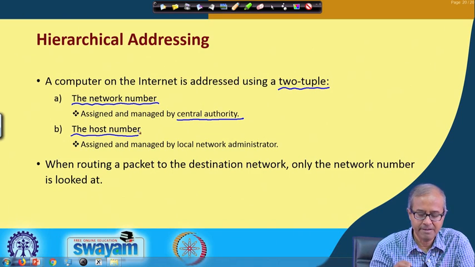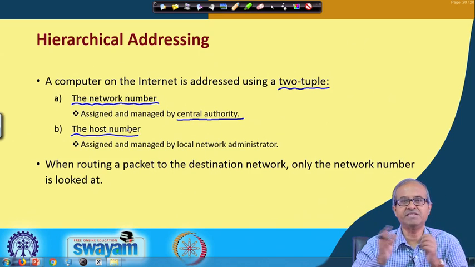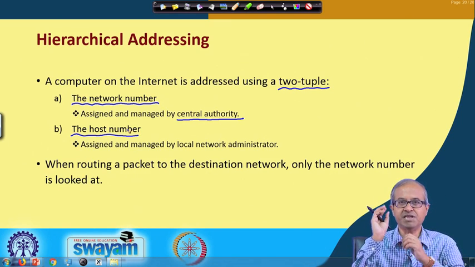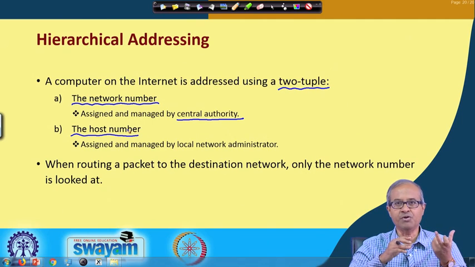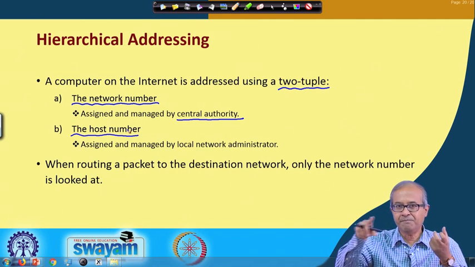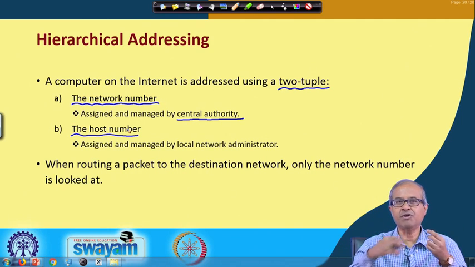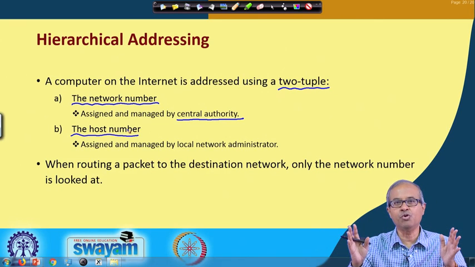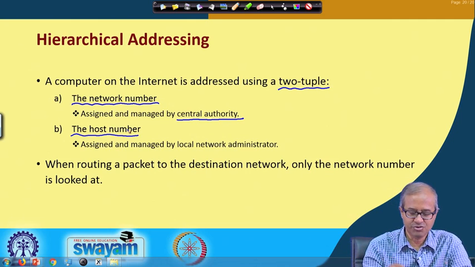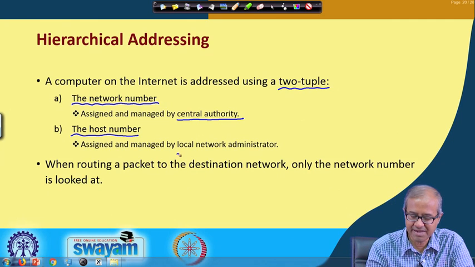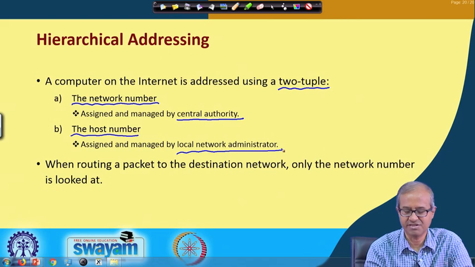This of course can be managed by the local authority. Suppose in your organization you have a unique network number, but inside you have 1000 computers. You can number them 1, 2, 3, 4, 5, 6 up to 1000. That is up to your local administrator to manage that numbering. So, the host numbering can be done by the local network administrator.